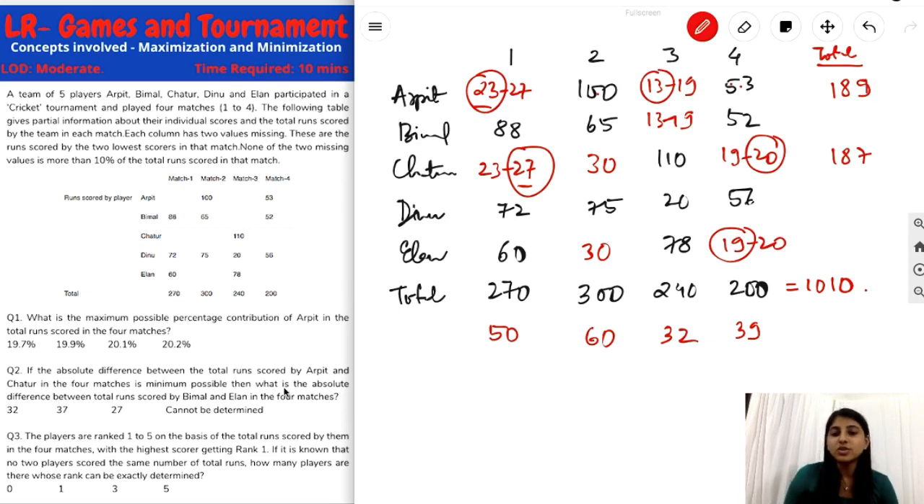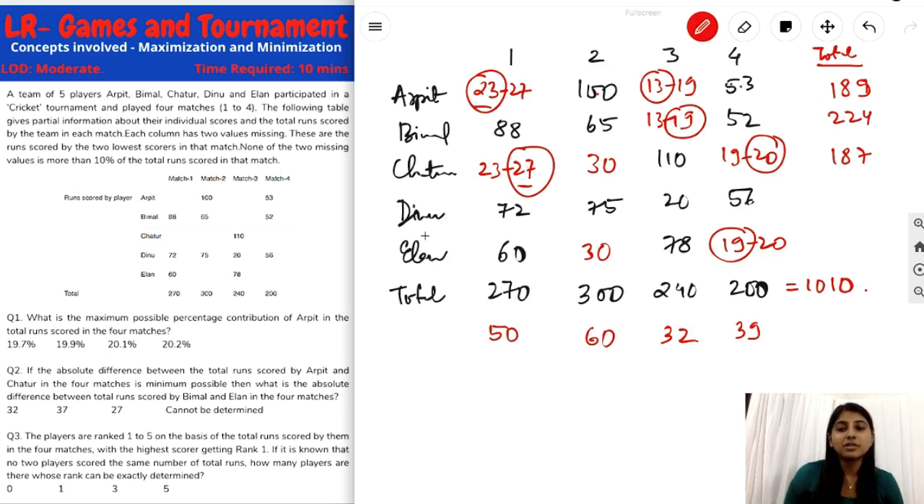Now what we have to do is, what is the absolute difference between the runs scored by Bimal and Ilan? So Bimal we know now has to be 19 here, because for Arpit we have to consider 13. So take the total for Bimal, 88 plus 52, that is 140, 205, 215, 224.